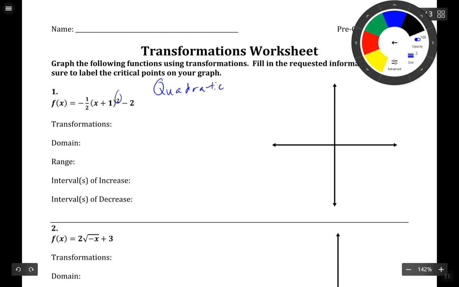We haven't got to it yet. You probably saw it in Algebra 1. We're going to get to conic sections. This is also a parabola, would be an acceptable answer.